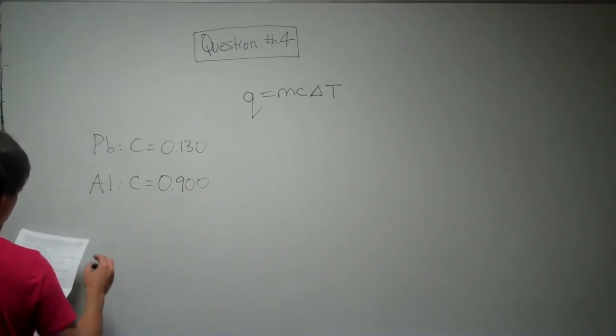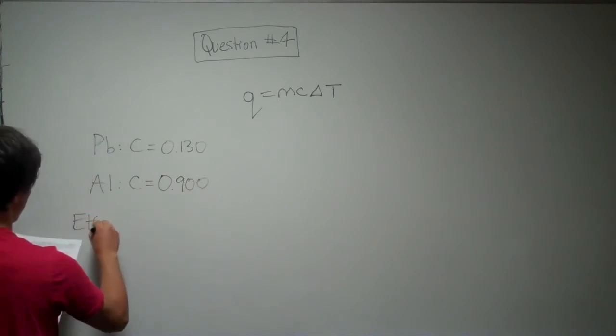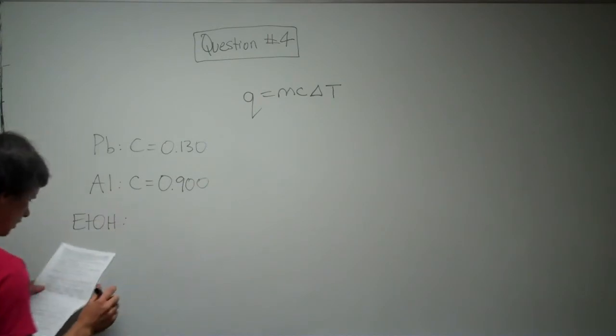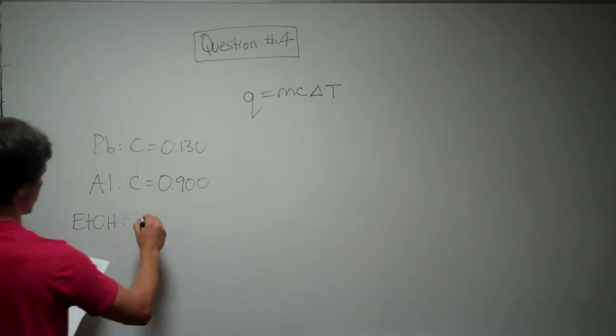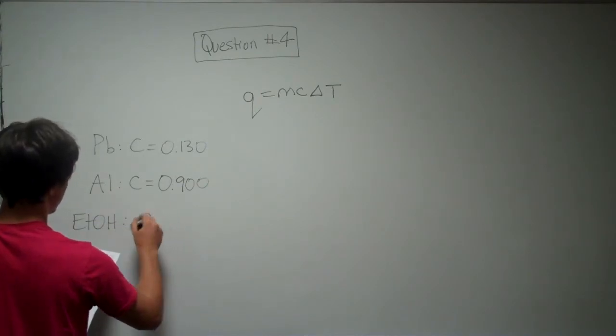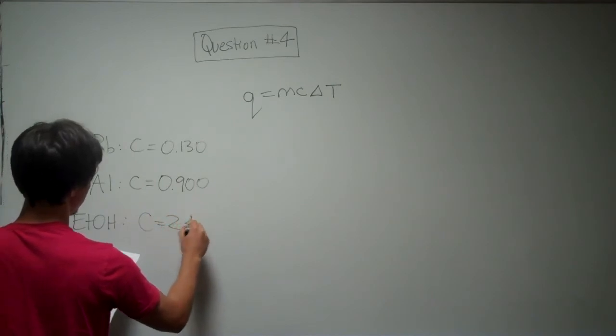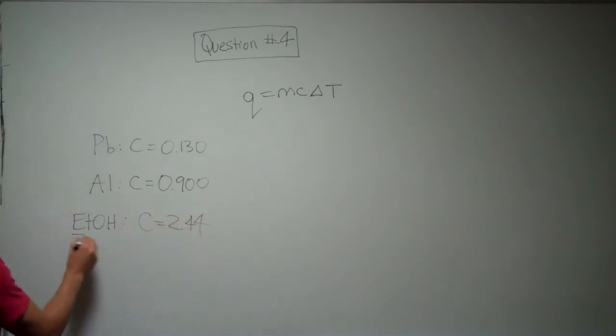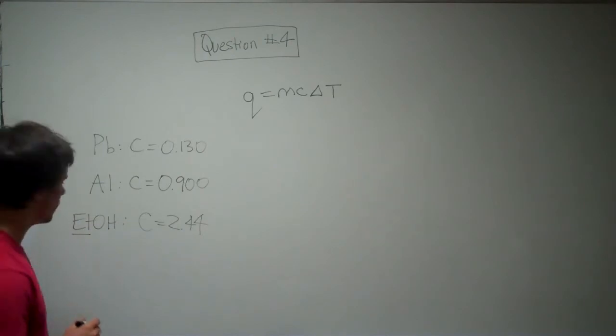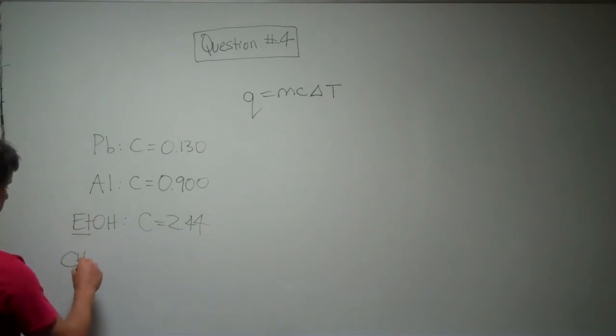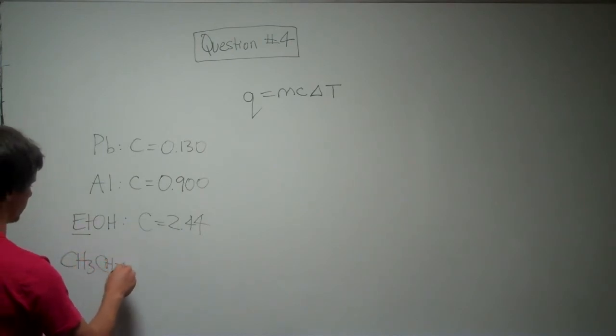And then finally we have ethanol, which has a specific heat of 2.44. By the way, this is just an abbreviation for ethanol. If we really wrote it out, it would be CH3CH2OH. Don't let that confuse you.